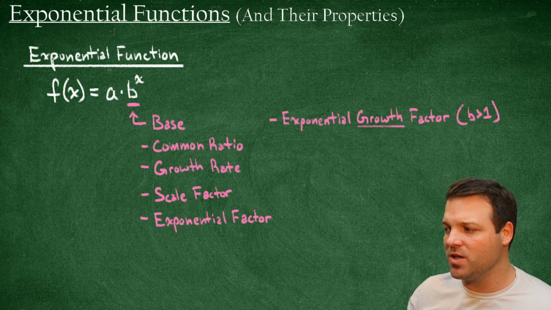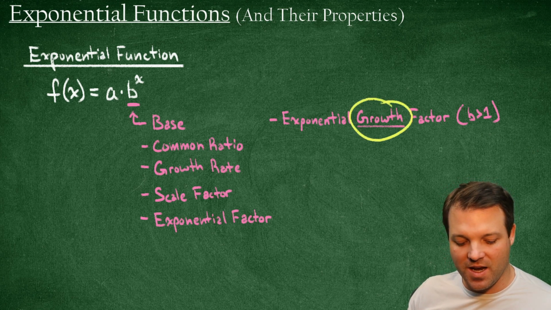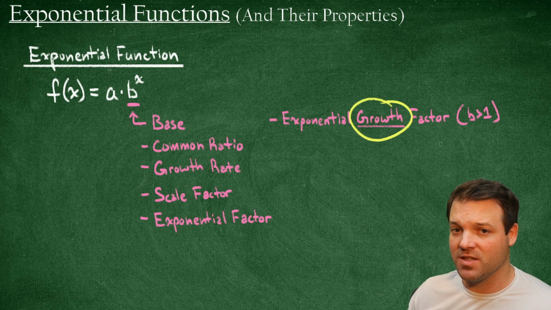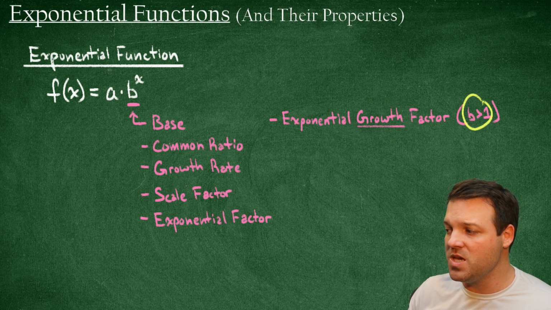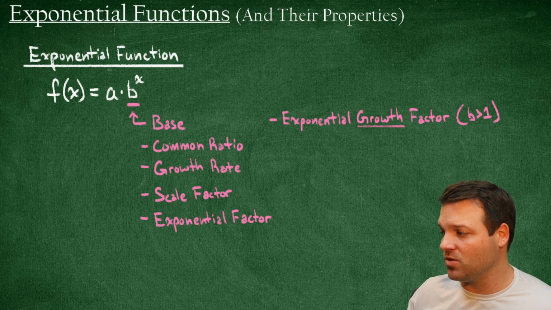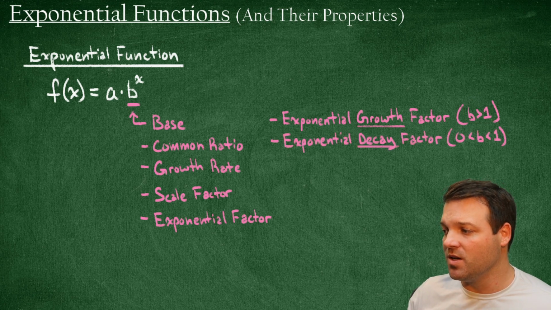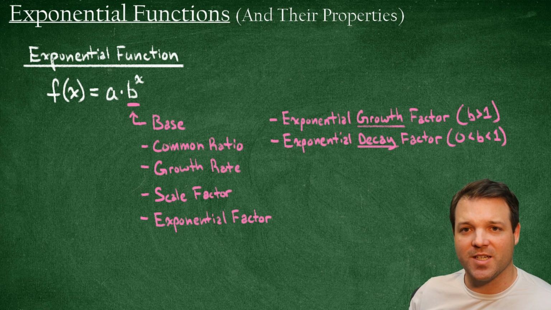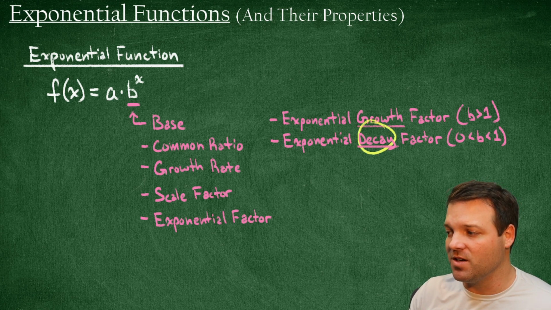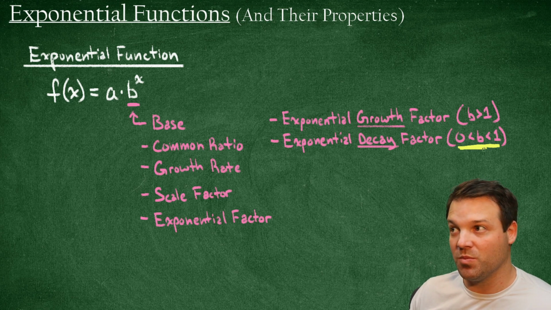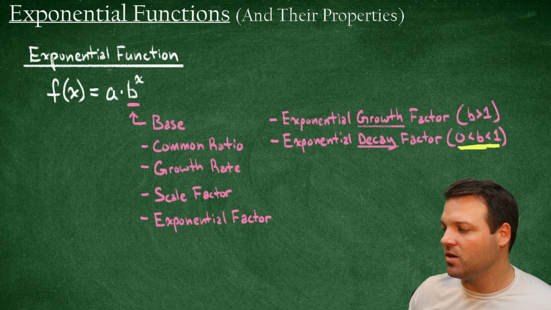And if I throw in this word growth right here, then that basically means that it's inferred that this thing is growing, which means that the b must be greater than 1, because that's the only circumstance in which it would be growing. It could also be referred to as the exponential decay factor. And decay infers that b is going to be some kind of fraction between 0 and 1, because you're repeatedly multiplying by a fraction, and so you're getting smaller and smaller and smaller. Okay?